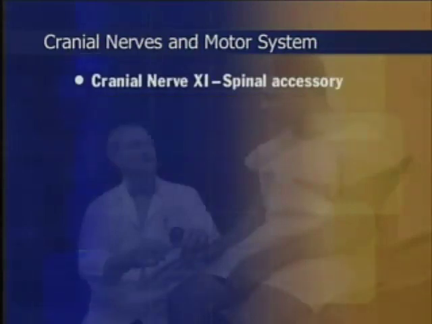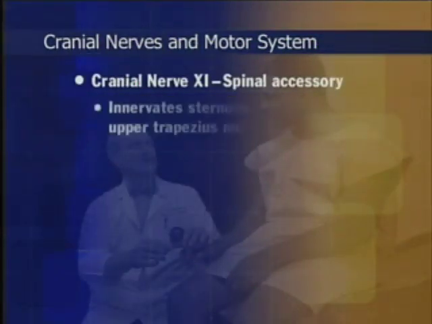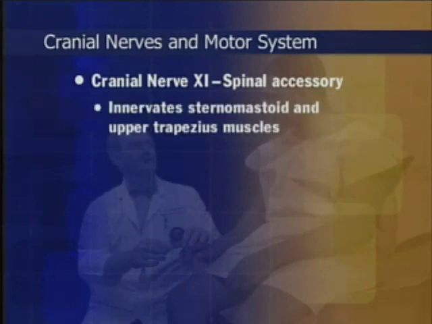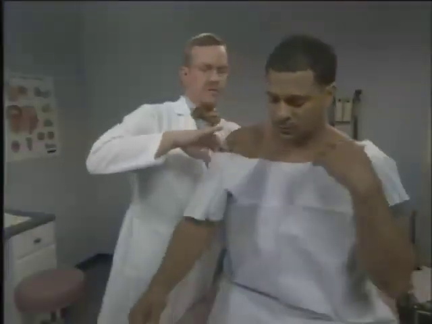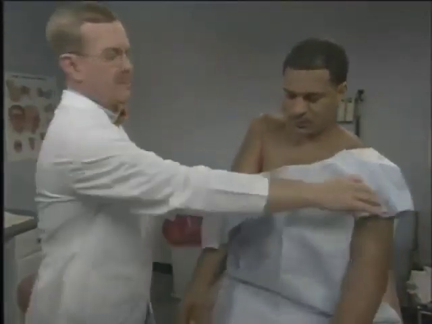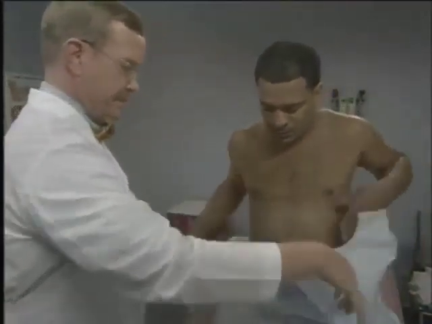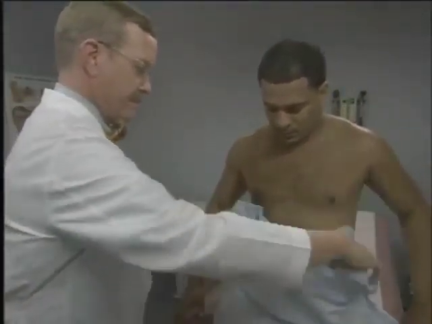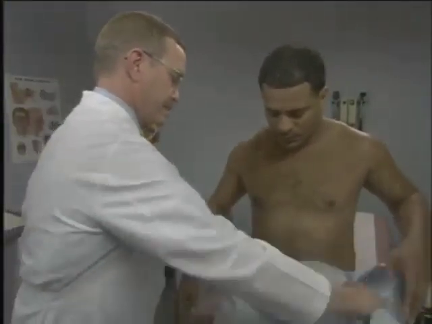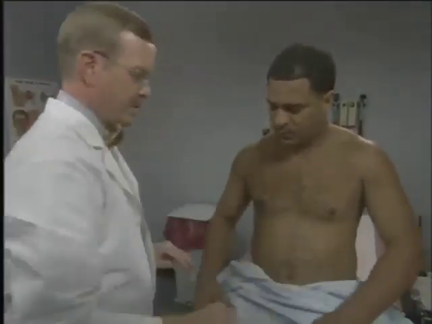Cranial nerve 11, the spinal accessory nerve, innervates the sternomastoid and upper trapezius muscles. For this assessment, open the patient's gown in the back to reveal the upper trapezius muscles. Ask the patient to shrug his shoulders upward against your hands. Put your hands in front. Turn your head straight ahead and shrug your shoulders up, please.